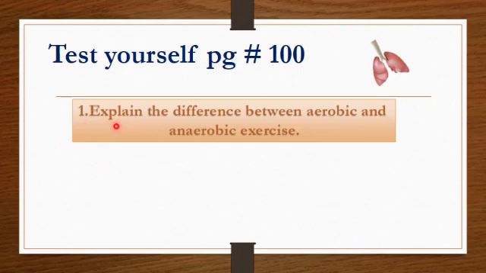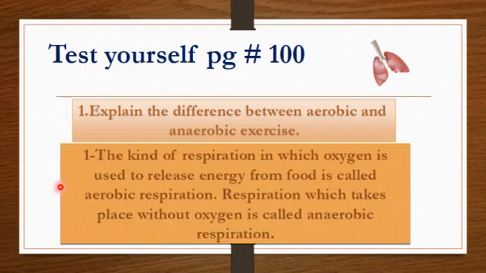So here's question number 1, that is, explain the difference between aerobic and anaerobic respiration. In this question you only need to define aerobic respiration and anaerobic respiration. You can also give its example as well. The kind of respiration in which oxygen is used to release energy from food is called aerobic respiration, and respiration which takes place without oxygen is called anaerobic respiration.